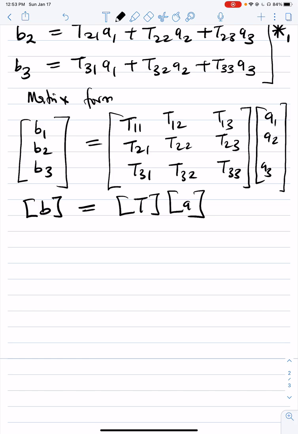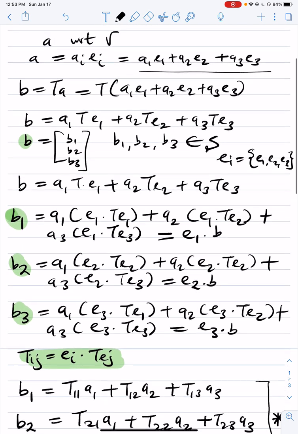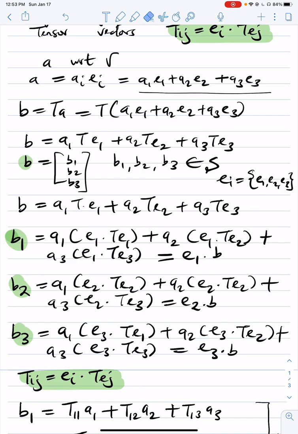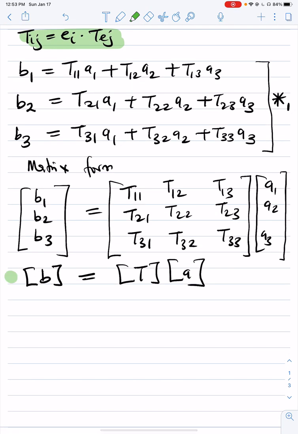So what we've just done, basically, if you look from here, from B equals TA, we moved from this point to this point. Now, of course, this is still normal algebra if you look at things in perspective, right?